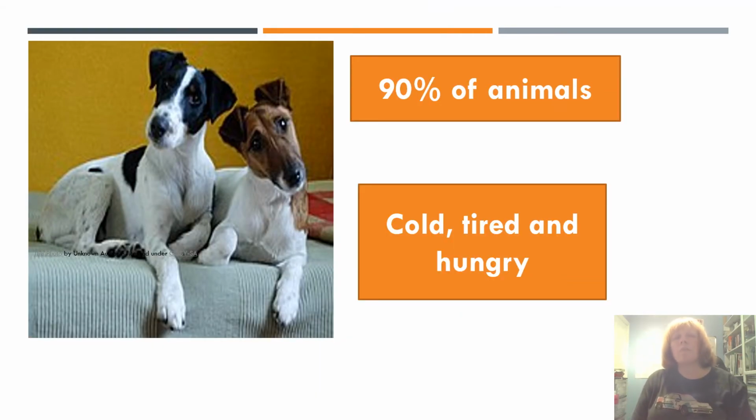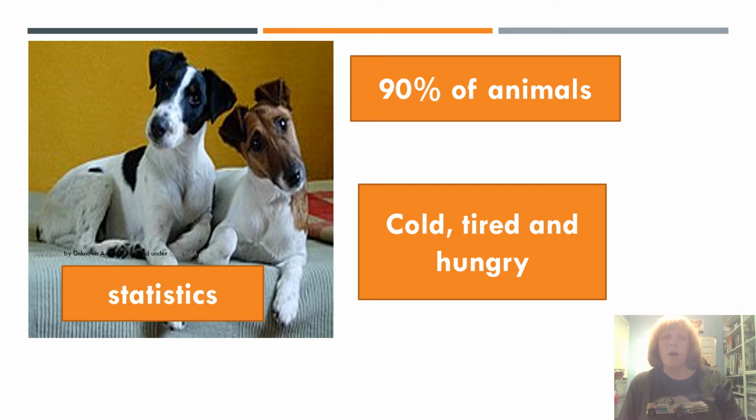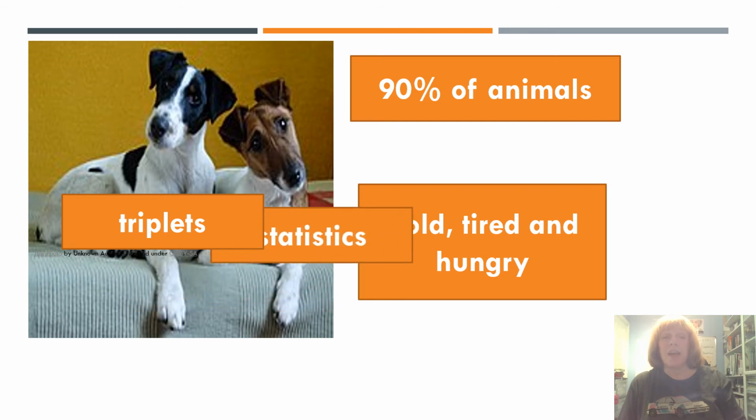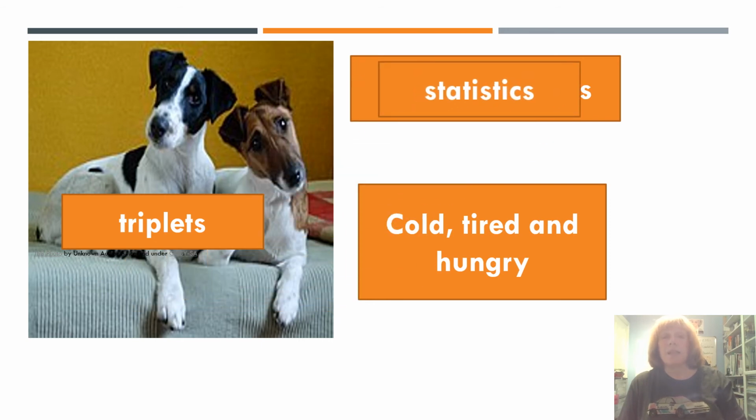So here we have a picture of two dogs, and did you know 90% of animals, and I'm not going to continue with that phrase, I'm going to ask you to decide what that is as a language feature. And did you know that although they look quite whimsical there in that picture, they might be cold, tired and hungry? So looking at those two phrases, one is an example of statistics and one is an example of triplets. Now I think you could easily find the statistics there. Yes, 90%. So if a percentage, that's giving you the language feature of statistics.